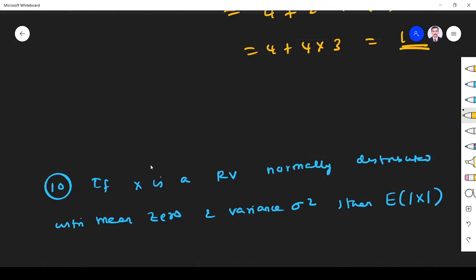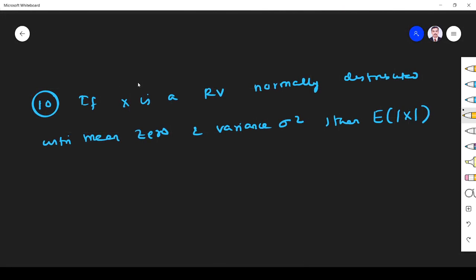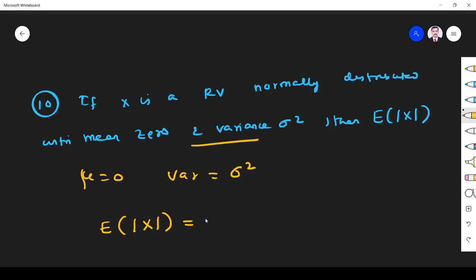Next problem: if x is a random variable normally distributed with mean 0 and variance sigma squared, then what is E of modulus of x? That means mean deviation about origin. E of mod x is nothing but mean deviation about origin.